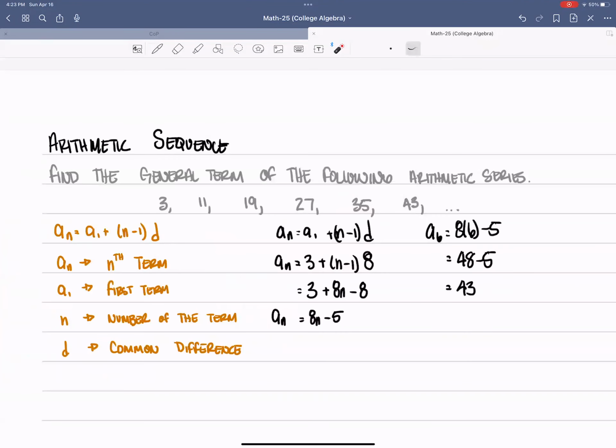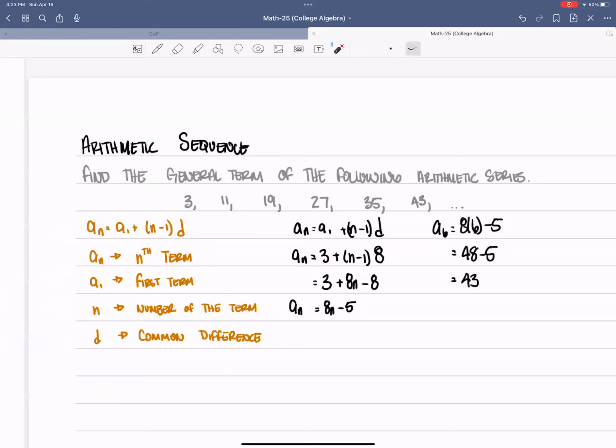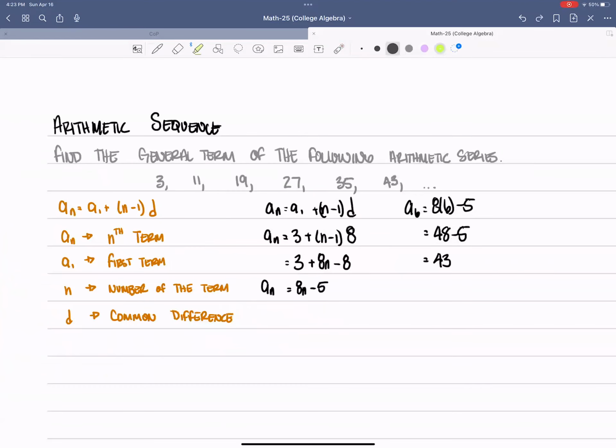So we could go ahead. Oh, I used the wrong one. There we go. So a sub n equaling 8n minus 5 is our general term, and that's it.